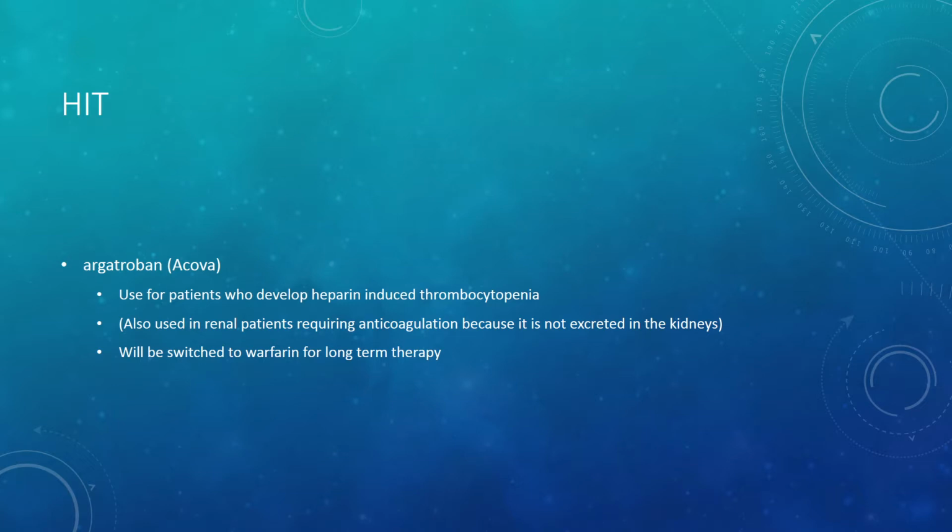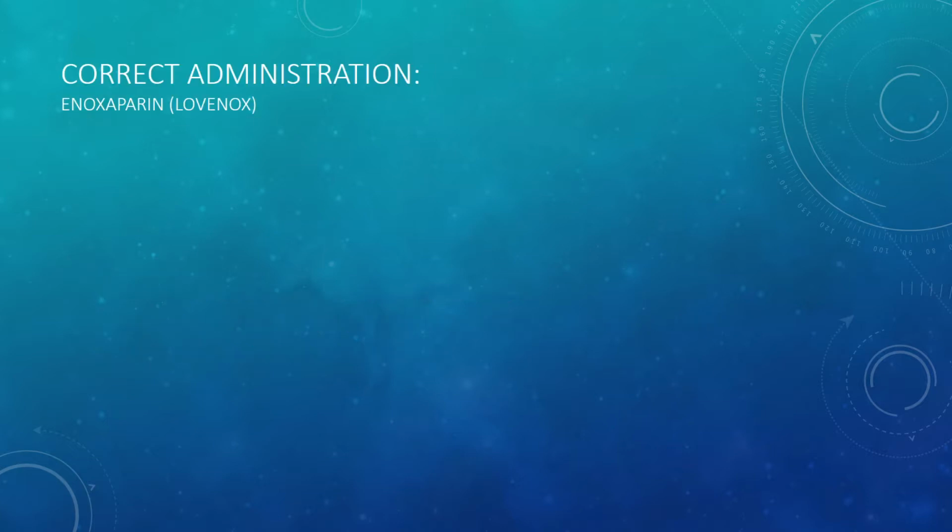Argatroban might also be used in renal patients, even if they don't have HIT, because it's not excreted in the kidney, so it doesn't require dosing adjustment based on dialysis. Coumadin does not cause heparin-induced thrombocytopenia, so it is safe. And if someone's on long-term therapy, that of course is the drug that they're going to be on.